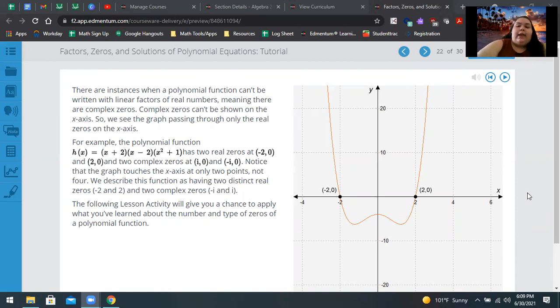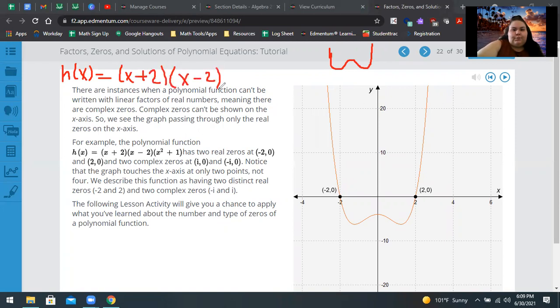So here we have that it touches at -2 and 2, but we do have a complex number. You can kind of see that it gives us this little W shape. Normally when we see a W shape, the degree of the polynomial could possibly be 4. And they also give us a function. It is h of x equals (x plus 2)(x minus 2)(x squared plus 1).